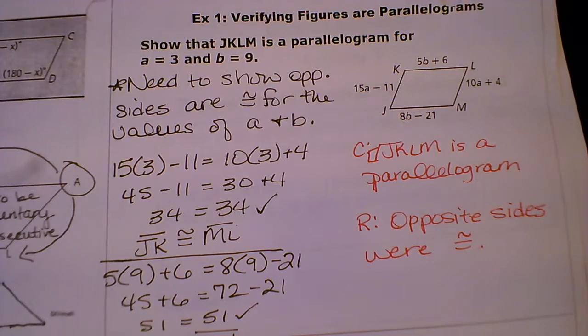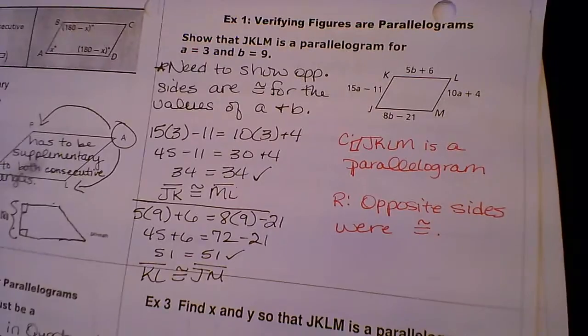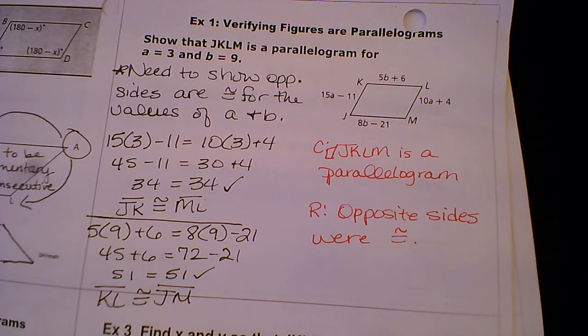In example 1, we're asked to prove that it's a parallelogram. We are going to do that by proving one of those properties. We have here that we're going to prove it's a parallelogram by showing opposite sides are going to be congruent.